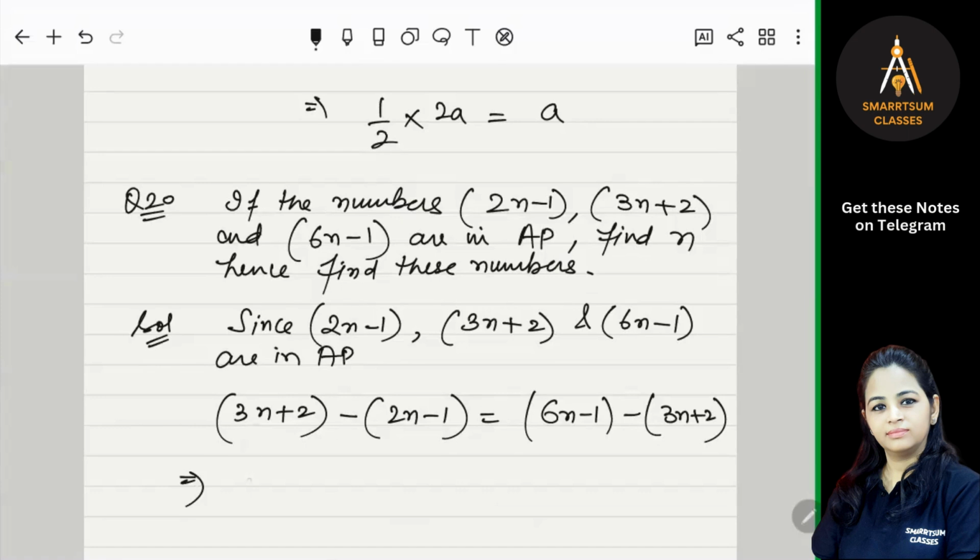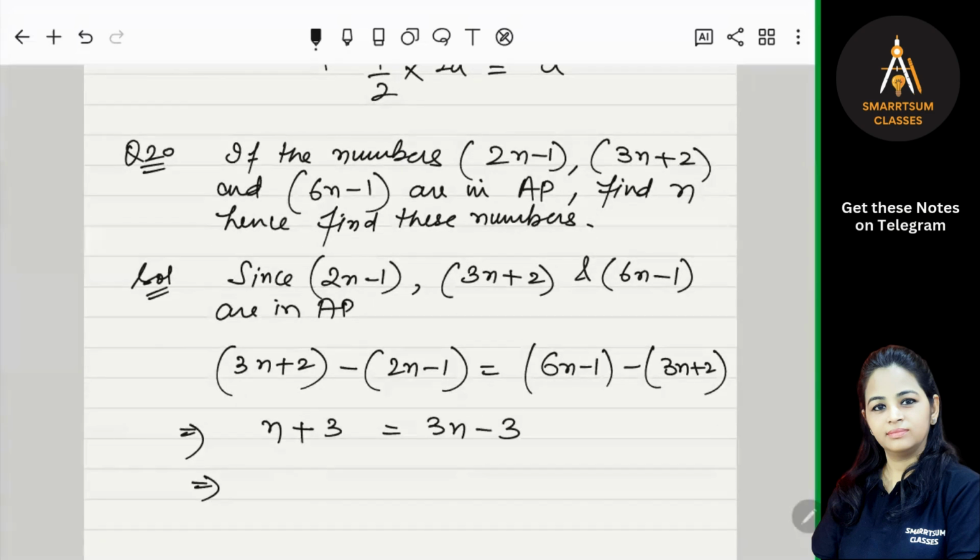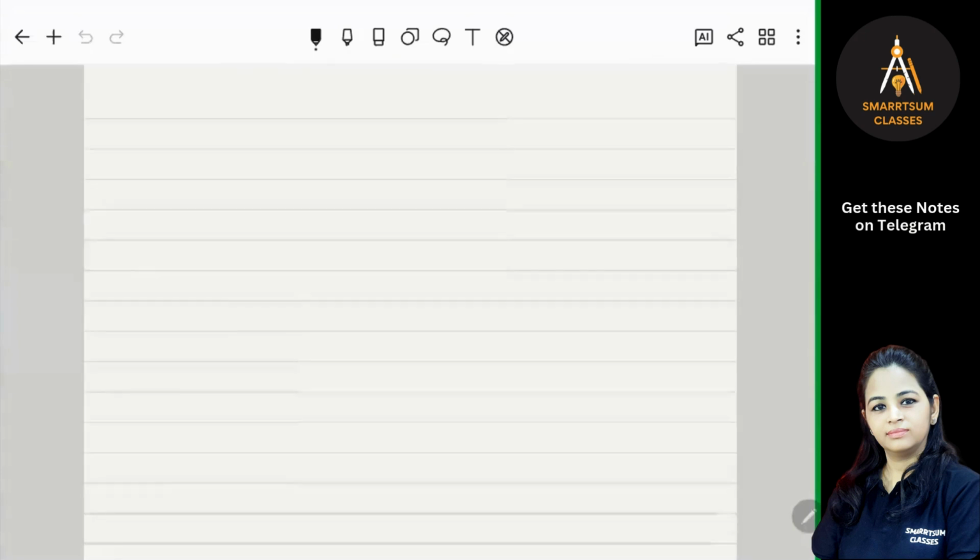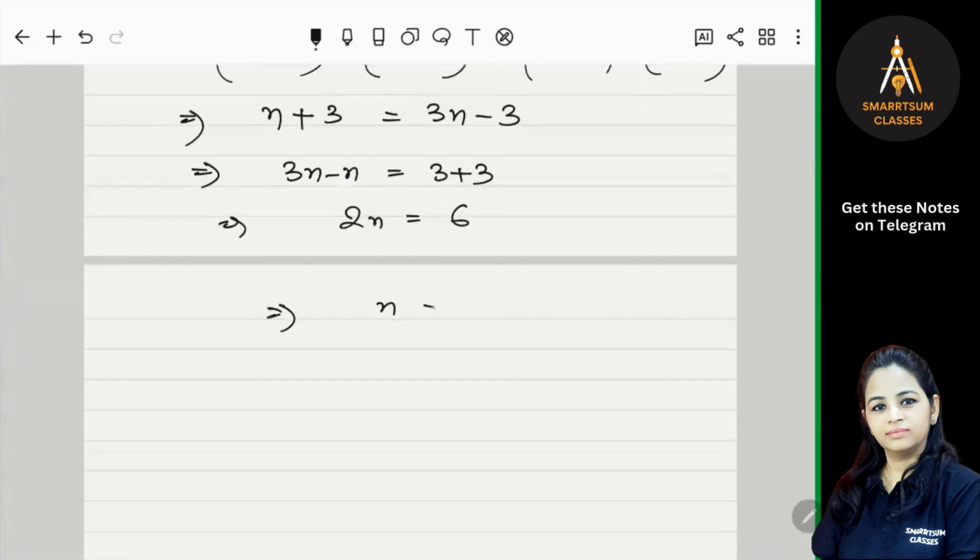So 3n minus 2n will be n, plus 2 and plus 1 will be plus 3. This is equal to, now 6n minus 3n will be 3n, right? Minus 1 and minus 2 will become minus 3. Getting it? So now 3n minus n is equal to 3 plus 3, that is 2n is equal to 6. From here we can get the value of n, that is 3. So this is the value of n.